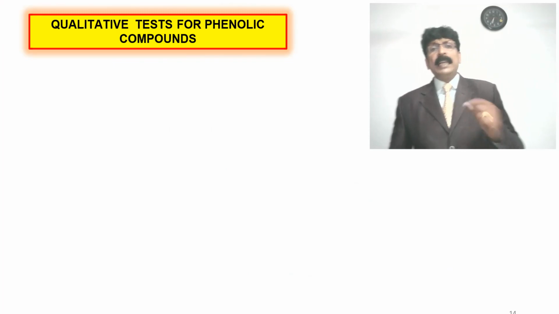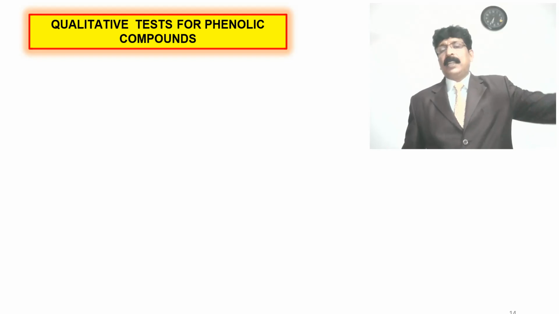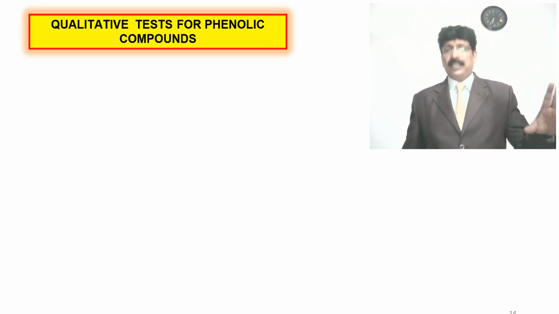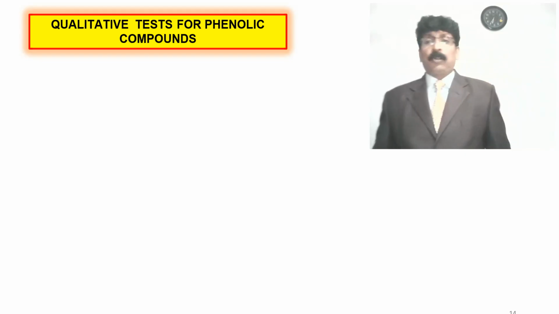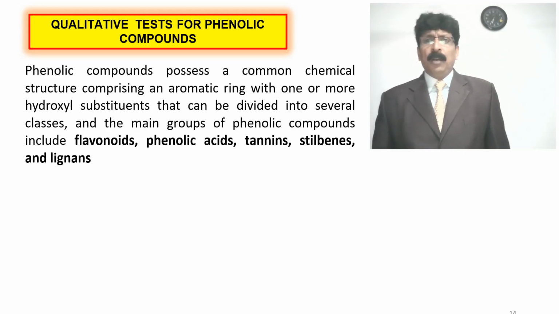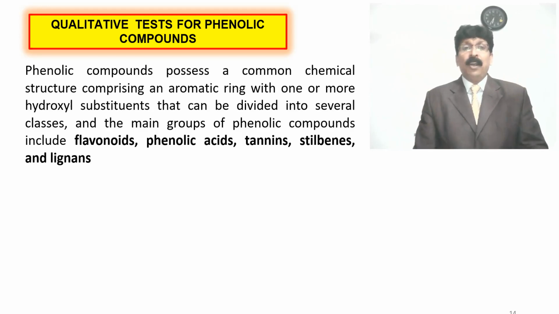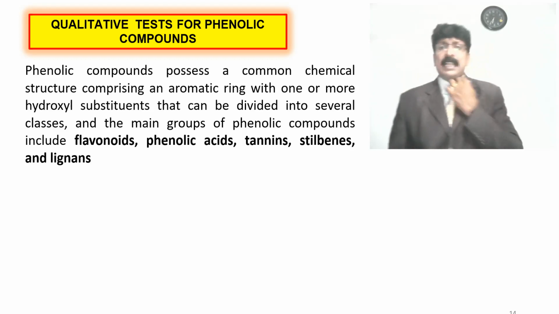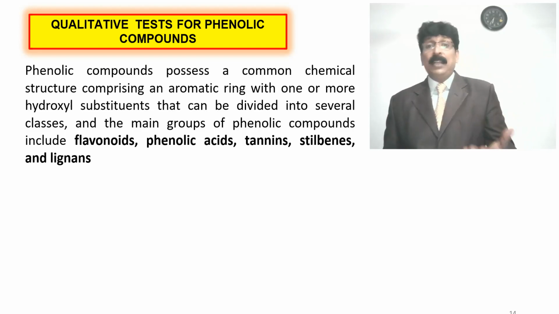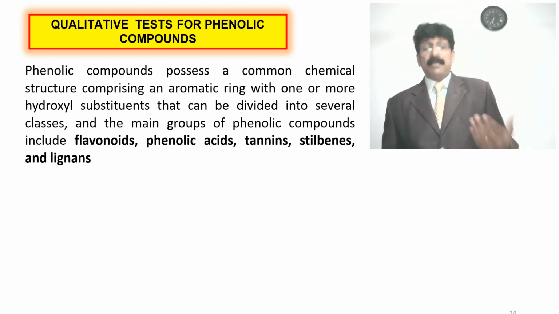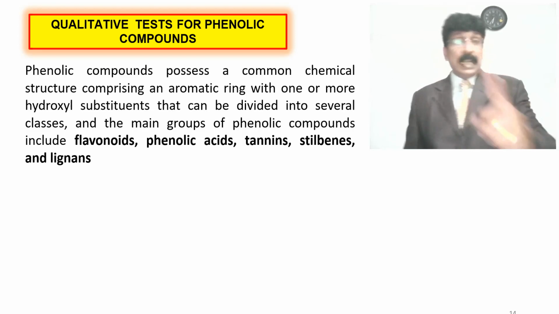And now the qualitative test for phenolic compounds. For alkaloids, we have seen the general test and some specific tests according to your syllabus. There are many, but I will conclude here and go to the qualitative test for phenolic compounds. What is a phenolic compound? Phenol, an aromatic OH group should be there in an aromatic ring. Phenolic compounds possess a common chemical structure comprising an aromatic benzene ring with one or more hydroxyl substituents, and they can be divided into several classes.